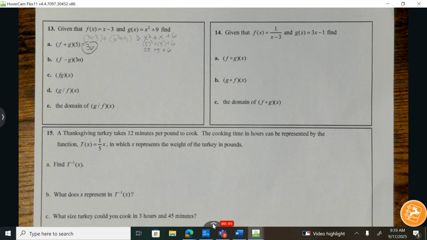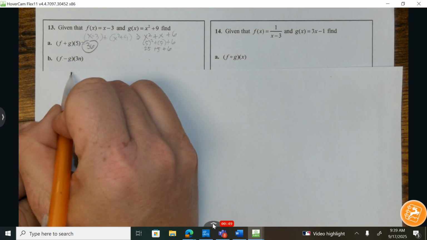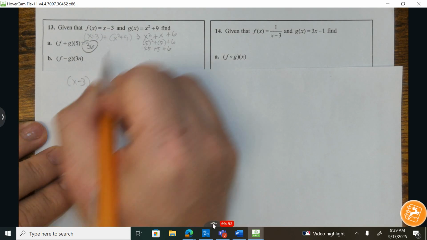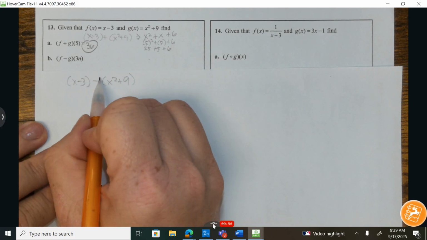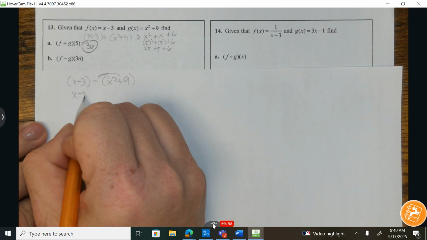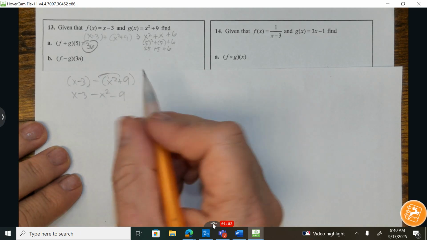Okay, let's look at part B. So part B, I'm going to do the same concept, but now I'm going to subtract. Now, where do I see a lot of students make mistakes here? When they subtract, they forget to write it out. And then they forget, by not writing out, that when they distribute, it has to be distributed to both terms, or all terms that are in the parentheses behind the subtraction sign.